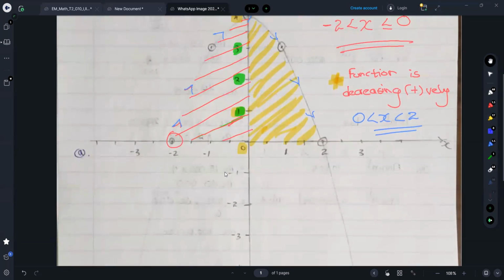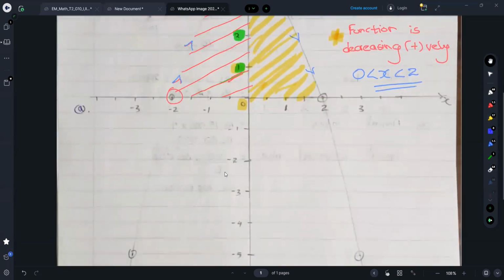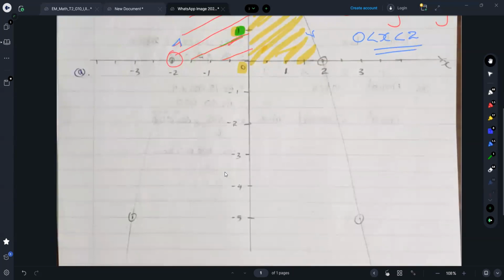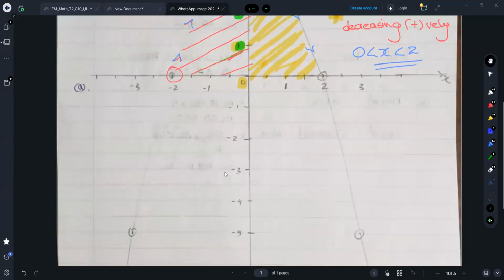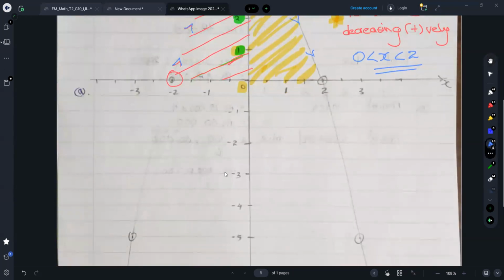Then, increasing negatively. Just suppose they ask us to write the range of values of x for which the function is increasing negatively. Negatively increasing. Now what is the range?